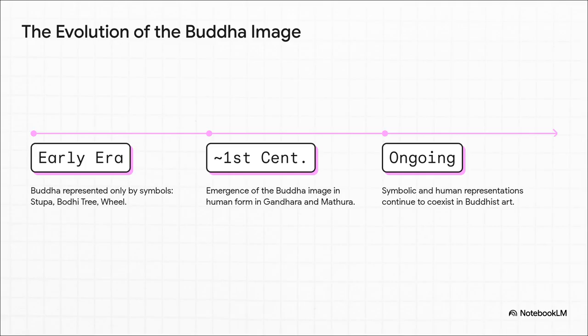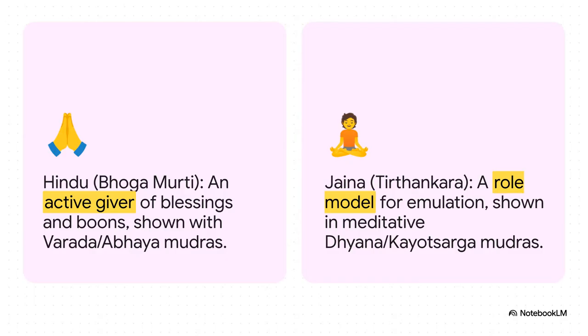But those original symbols never lost their power. And right here, you can see a really core philosophical difference in action. In Hinduism, an icon is often an active giver of blessings. That's why you see those fear not or boon-giving hand gestures. But in the Jaina tradition, the icon is a role model. It's not there to grant you favors, but to show you the path to enlightenment. That's why they're almost always shown in deep meditation. They're a figure to emulate, not to ask things from.